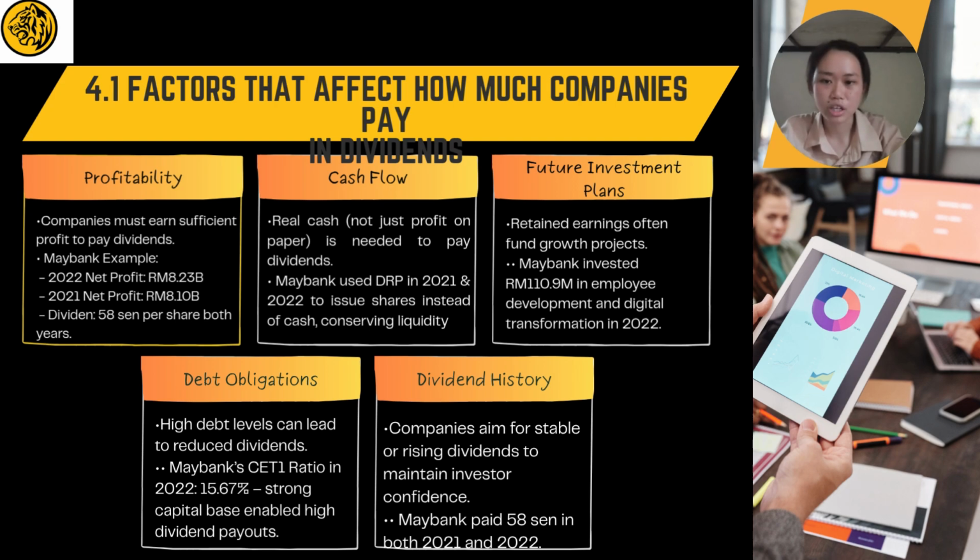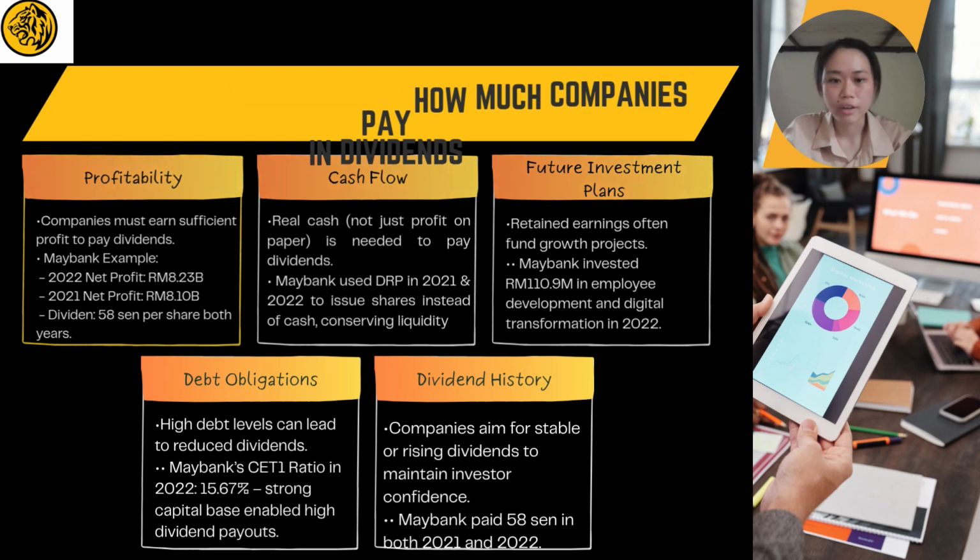Fourthly is debt obligation. High debt levels can lead to reduced dividends. Maybank's CET1 ratio in 2022 is 15.67%. It shows a strong capital base enabling high dividend payouts. And the last one is dividend history. Companies aim for stable or rising dividends to maintain investor confidence. Maybank paid 58 cents per share in both years.